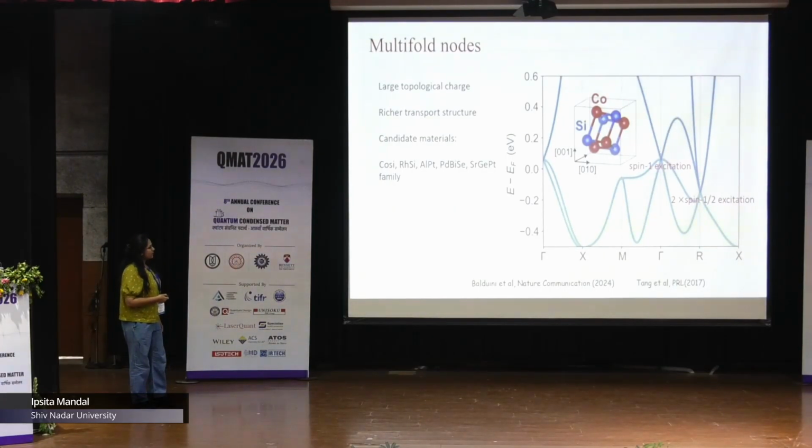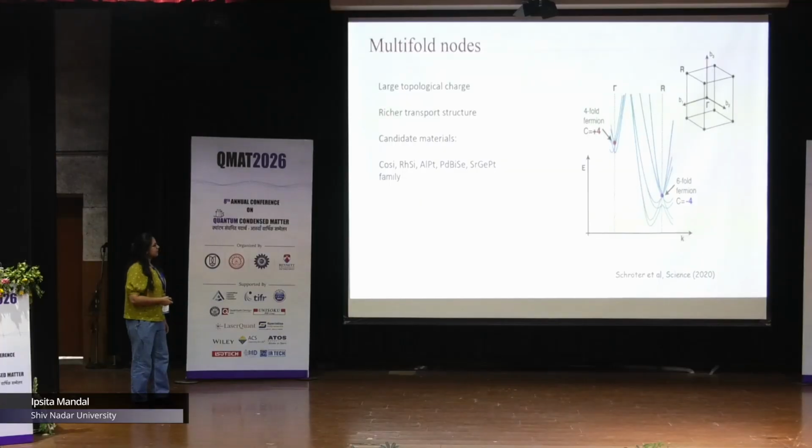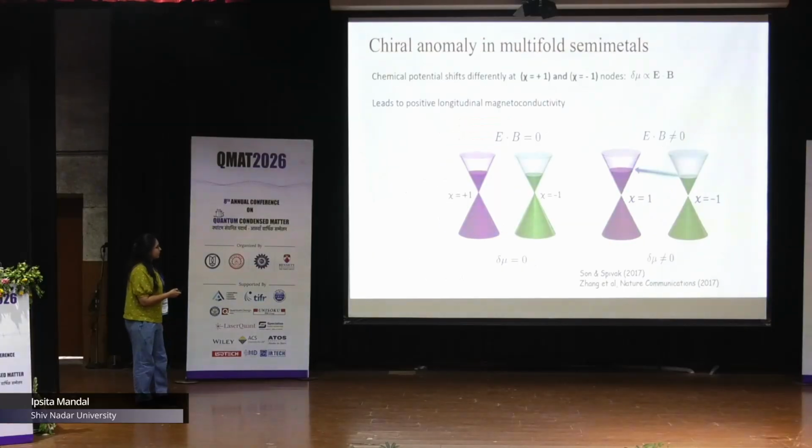So here is an example of a certain material, cobalt silicide, where we can have at these high symmetry points spin 1 kind of excitation, and at the R point 2 copies of Weyl excitations, which will take into account the Nielsen-Ninomiya theorem constraint. We can also have something like this, where we have 4-fold excitation at the gamma point and 6-fold excitation at the R point, high symmetry points, and these are certain candidate materials which can host such nodes, which experimentally also have been verified for certain materials using ARPES, etc.